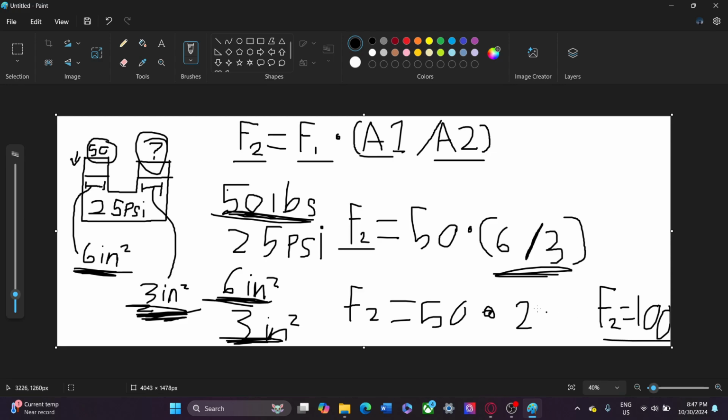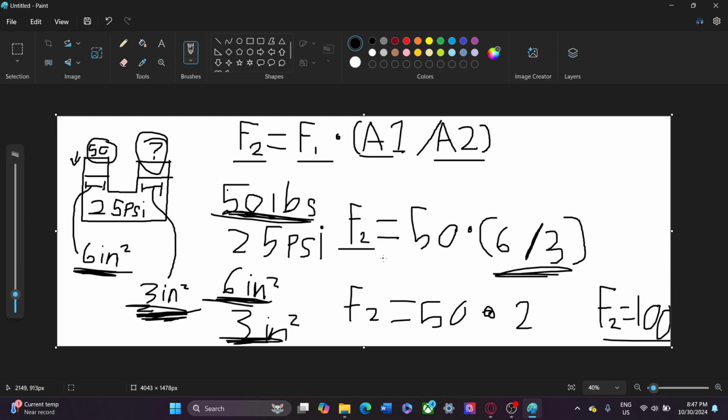Right there. So now you figured out how to figure out F2, as well as a quick summary of pressure.